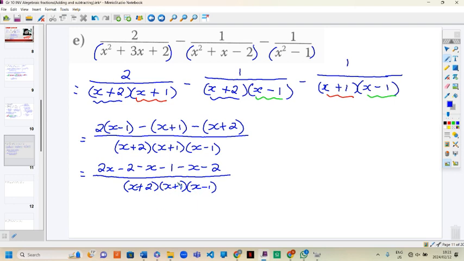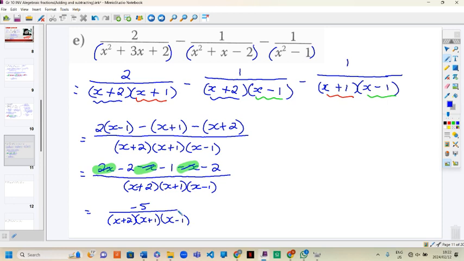Now I'm going to look for my like terms and add them quickly. Let's look at my x's. I've got 2x minus x, which is x, minus x. Fantastic, they cancel out, they give me 0. Then I've got minus 2 minus 1, which is -3, and then minus another 2, which is -5. And that's all over x plus 2, x plus 1, and x minus 1.